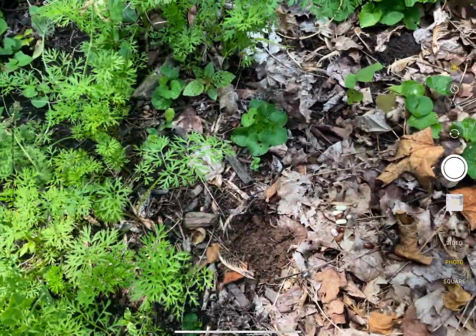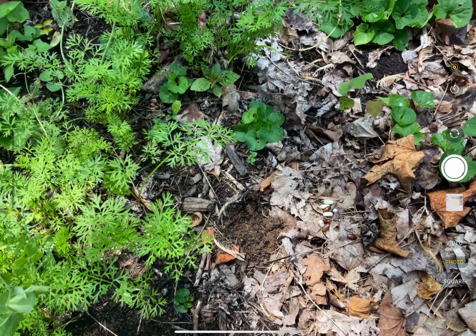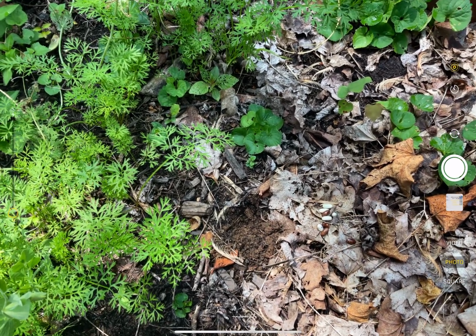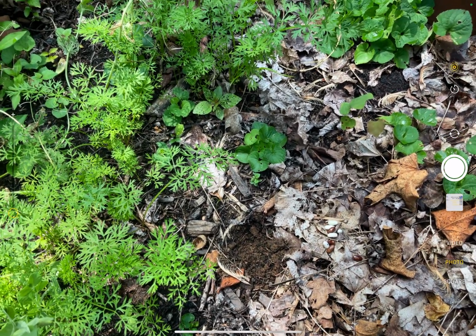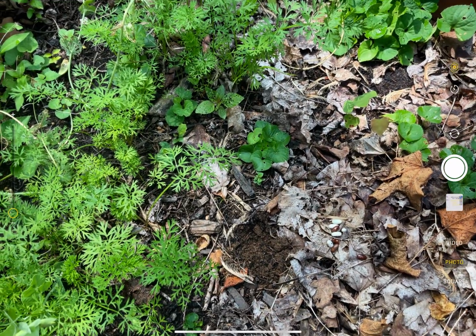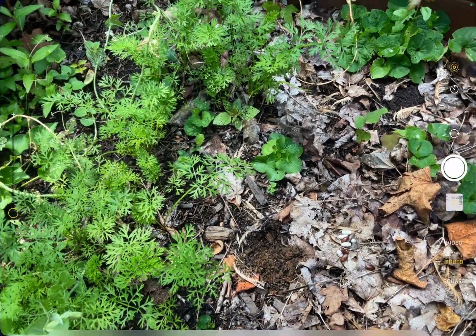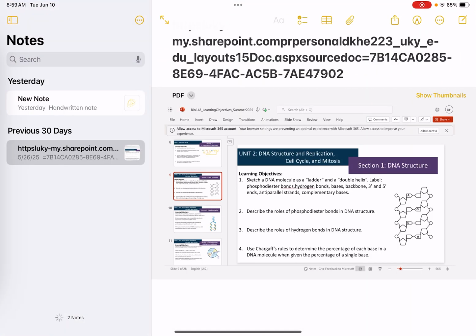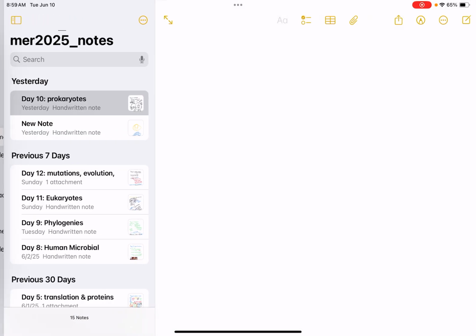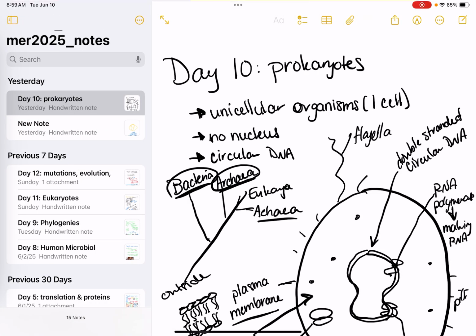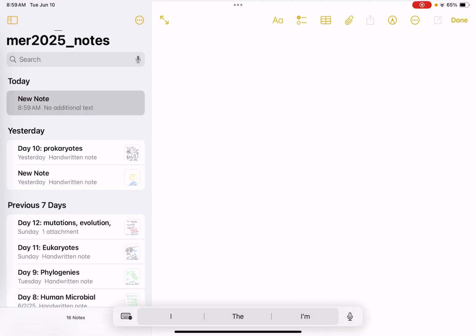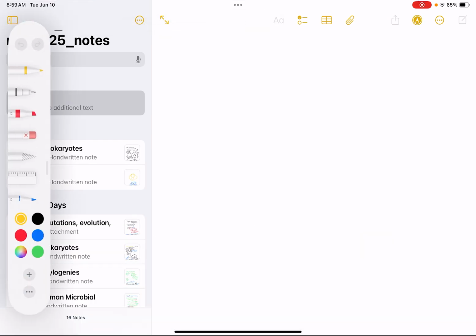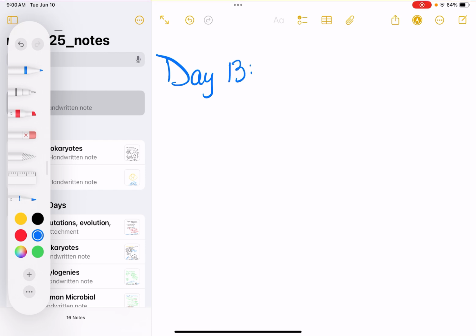Okay? So today we're going to be playing with some graphs and looking at how we can have these different environments and how we can have different forces actually acting on these populations. So we're going to start by making a graph and tracking what happens with natural selection. So let's go back to our notes. Today is going to be day 13. And we're going to be talking about all of the evolutionary forces.